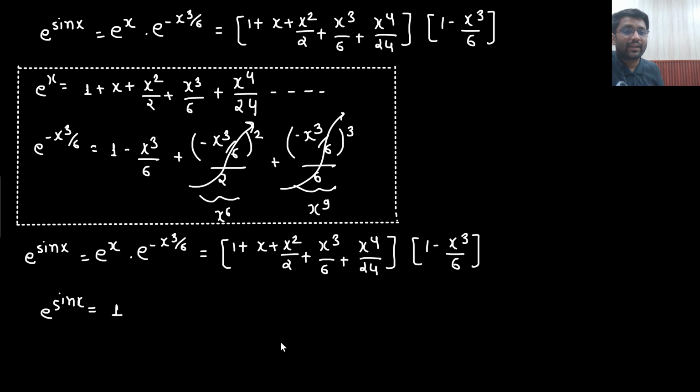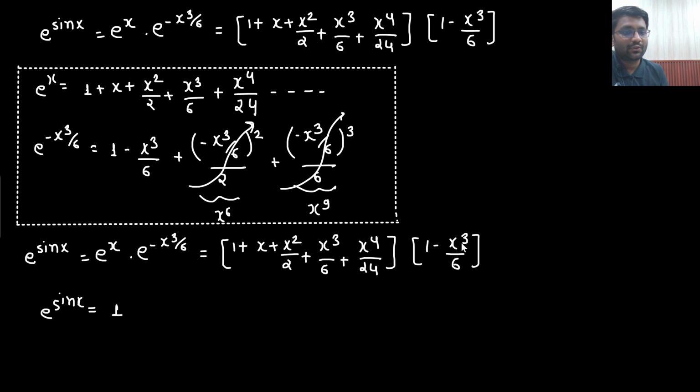Now I need to think how I can get x to the power 1. If I multiply x with 1, then I will get x to the power 1. Can I get x to the power 1 by other means? No. That means x to the power 2 multiplied with 1, you will get x to the power 2 only. X to the power 3 multiplied with 1, you will get x to the power 3. X to the power 4 multiplied with 1, x to the power 4.